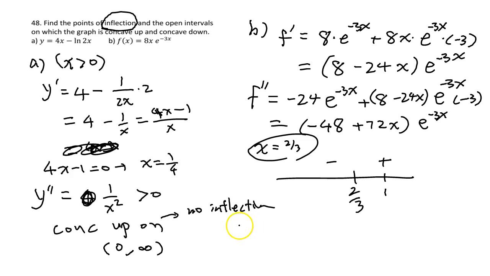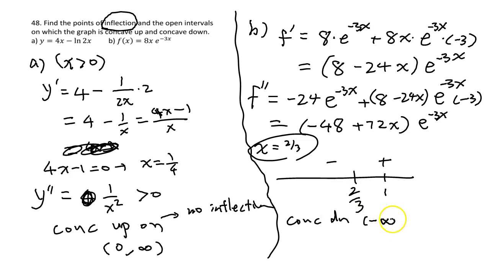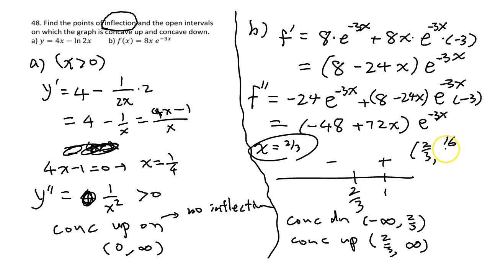So for part B, the answer is: concave down from negative infinity until 2/3, and concave up from 2/3 afterwards, because of the sign of f double prime. And if x is 2/3, y is 16/3 e to the negative 2. This is the inflection point.